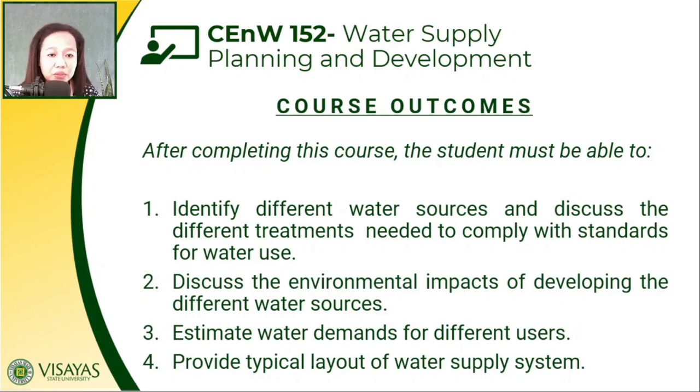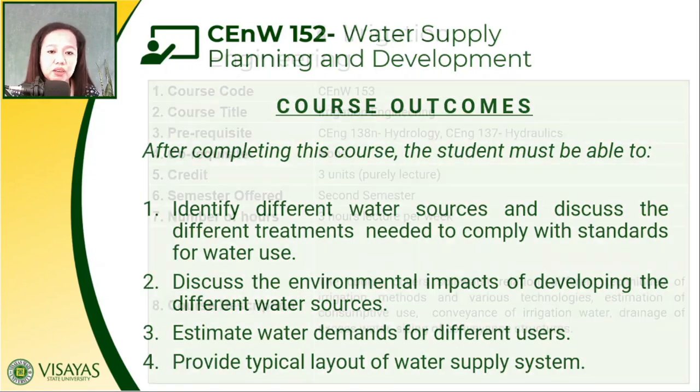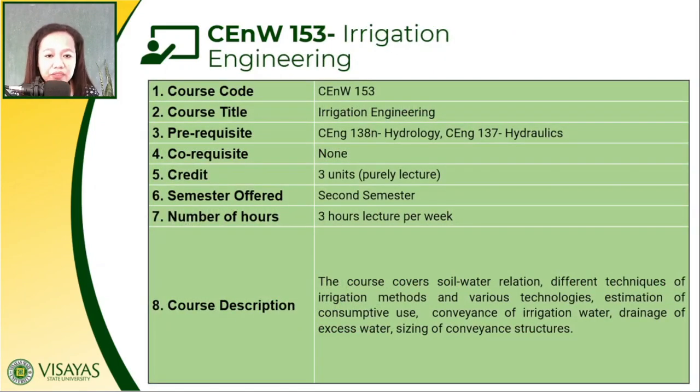CNW 152 is offered in the first semester of the academic year 2021-2022 together with CNW 151. We have next Irrigation Engineering, CNW 153. The prerequisite courses for this course are hydrology and hydraulics. So again, you need to pass these 2 courses so that you can enroll in Irrigation Engineering.